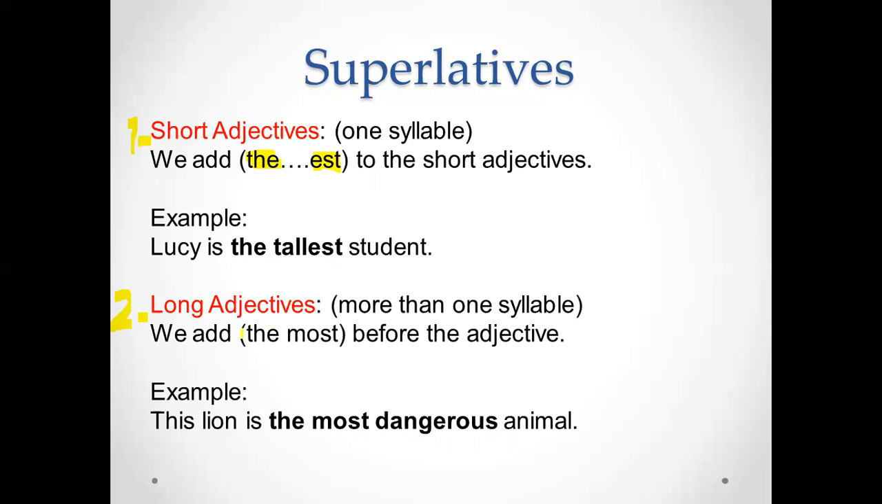With the long adjectives, they are more than one syllable. We add before the long adjective the most. The most. Beautiful, the most beautiful. Delicious, the most delicious. Expensive, the most expensive. Dangerous, the most dangerous. So here we have an example. The lion is the most dangerous. Dangerous is a long adjective, so we add the most before the adjective.